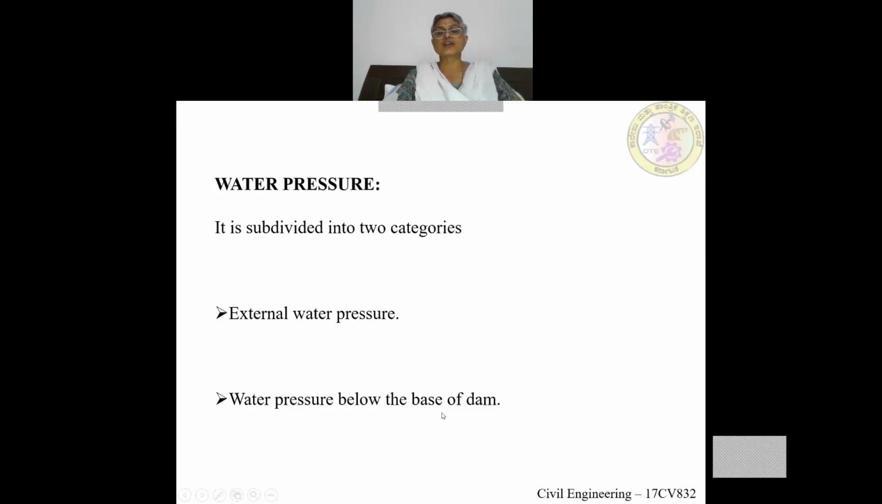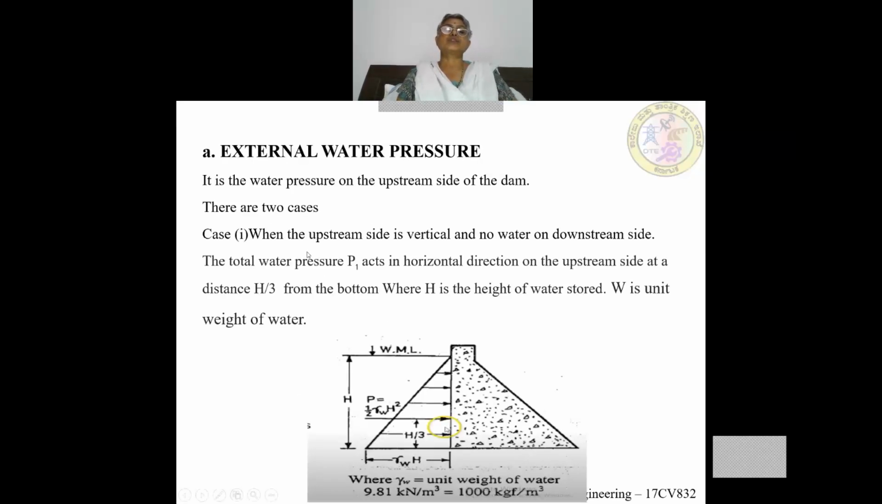Water pressure below the base of the dam is also called the internal water pressure. So first let us take the external water pressure. External water pressure is the water pressure because of the water on the upstream side. That is, the water stored in the reservoir will create a water pressure on the face of the dam.